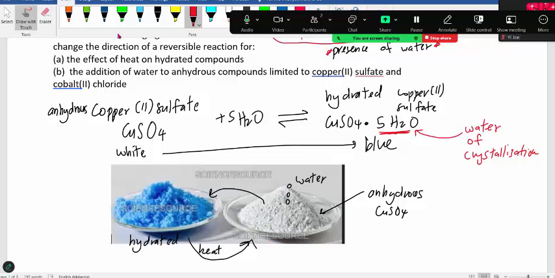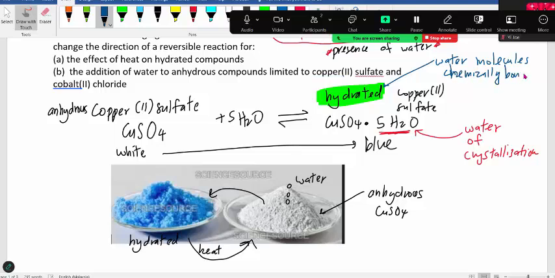What does it mean to be hydrated? What does the word hydrated mean? It means there are water molecules chemically bonded. Okay, please write that down. The word hydrated means water molecules chemically bonded, and water of crystallization is this thing here. When you see the blue crystals, it is this one. When you see the white powder, it is this one.